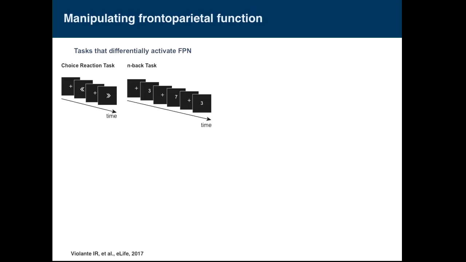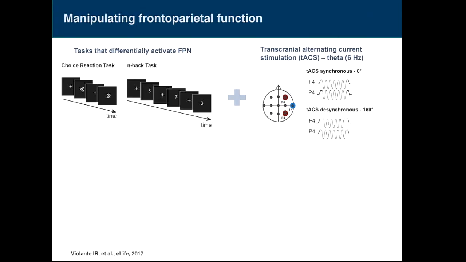So the first task that you see on the left is the choice reaction task. It's a very simple task where participants just have to report the direction of an arrow. And you can increase the difficulty, also the load in the frontoparietal network, by increasing memory load. So what we did was to do a 1 back and a 2 back task. And we did this at the same time as participants received transcranial alternating current stimulation.